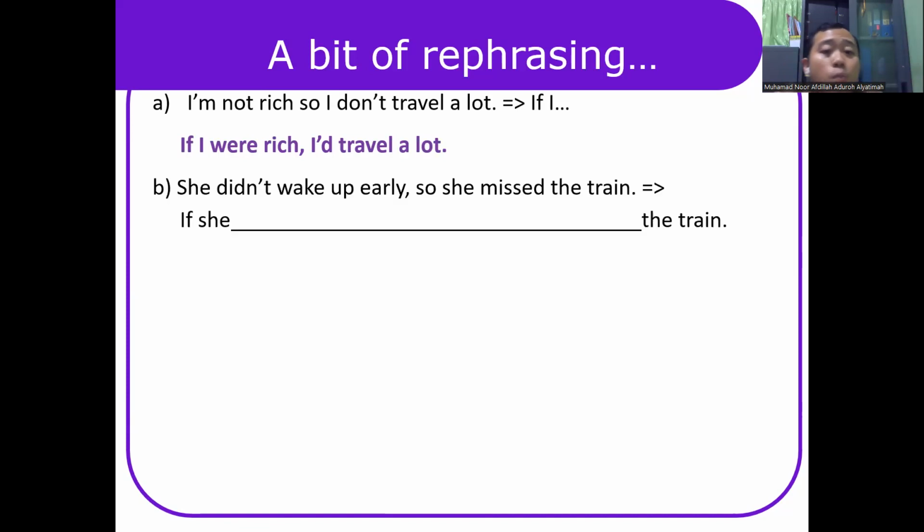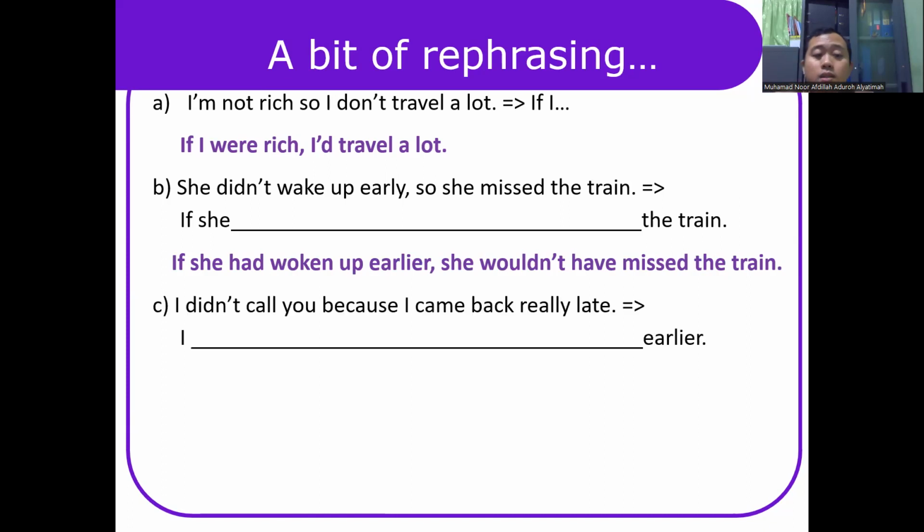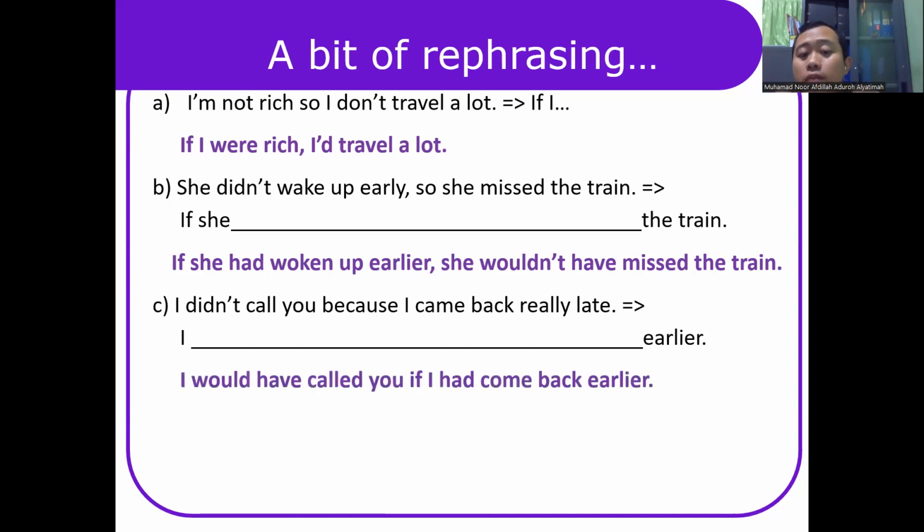How about B? She didn't wake up early, so she missed the train. If she blah blah blah, the train. Okay, let's check. If she had woken up earlier, she wouldn't have missed the train. Use if clause type 3. How about C? I didn't call you because I came back really late. The first word is I. Okay, let's check. I would have called you if I had come back earlier.